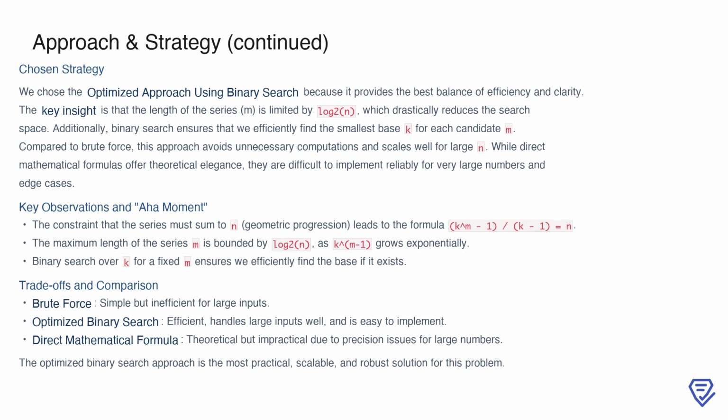between efficiency and practicality. The key insight that makes this approach work is recognizing that the length of the geometric series, m, is limited by log₂ n. This drastically reduces the potential search space, allowing us to focus only on meaningful candidates for m. Furthermore, binary search ensures that we efficiently identify the smallest base k for each possible series length. This avoids the computational overhead of the brute force approach, where every possible base and series combination is tested.